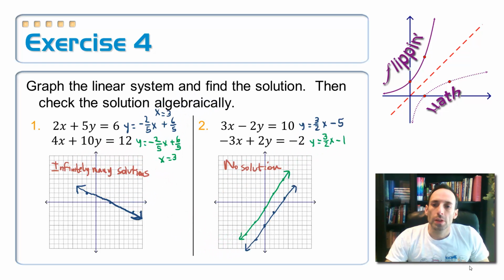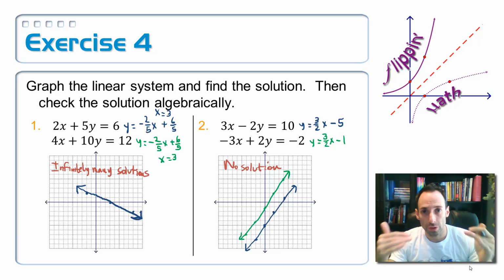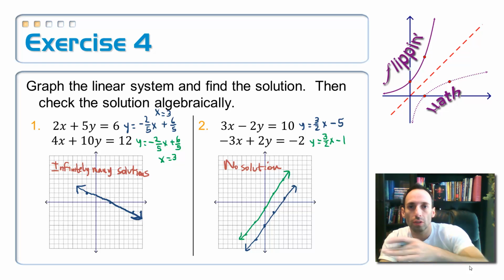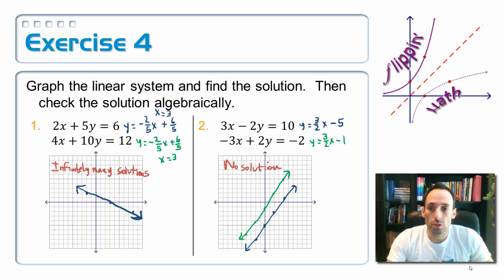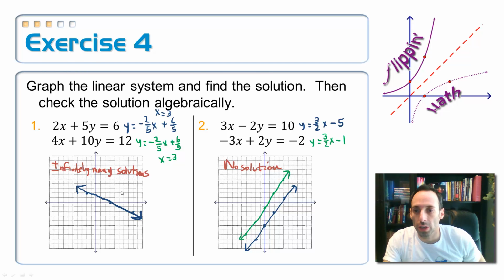Let's look here. So on the first one, whenever you go to put it in y equals form, it turns out that you have the exact same equation. The first equation is a multiple of the second one, or vice versa. So whenever you graph it, you only have one line. The other line would be exactly on top of it, and so they intersect everywhere. There are infinitely many solutions. One of the solutions is just any point that's on the line. For example, this point at 3, 0 satisfies both equations. That's one of infinitely many solutions to that system of equations.